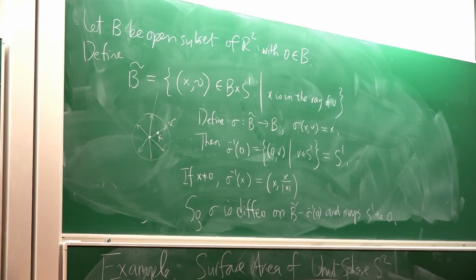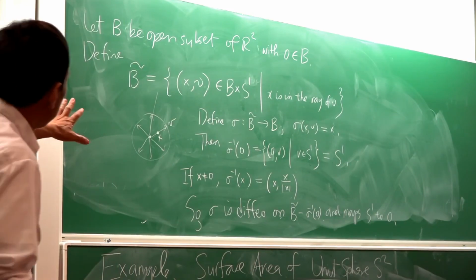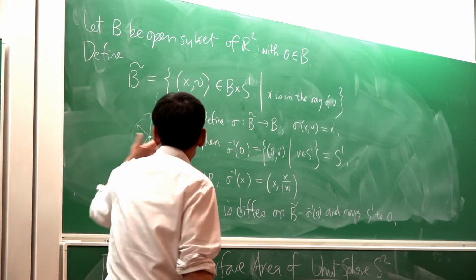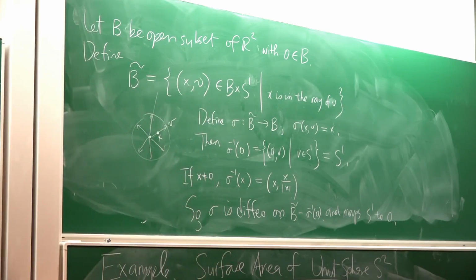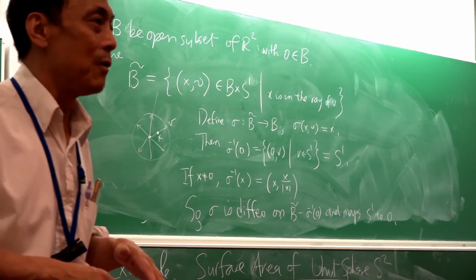Now, if you can blow up at a point, then if you have a manifold, you just take an open neighborhood and blow up that point, and nothing else outside will change. Only this point will be replaced by a sphere. So you can always blow up a point on a manifold.